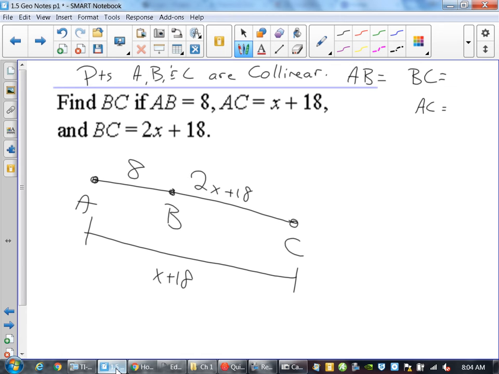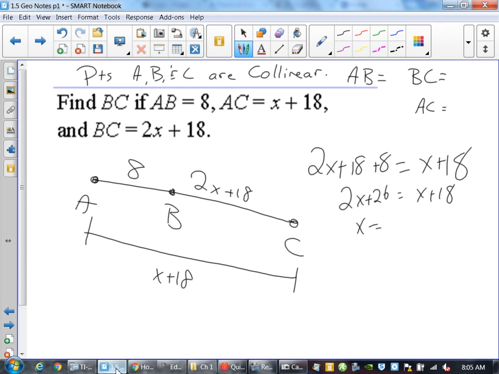Right. So, write the algebra. Two smaller chunks equal the larger. So we write it out: 2x plus, equals, combine like terms. 18 plus 8 is 26. We have 2x plus 26. Then subtract 2x and 26 on each side. So bring the x over. So x is going to equal negative 8.